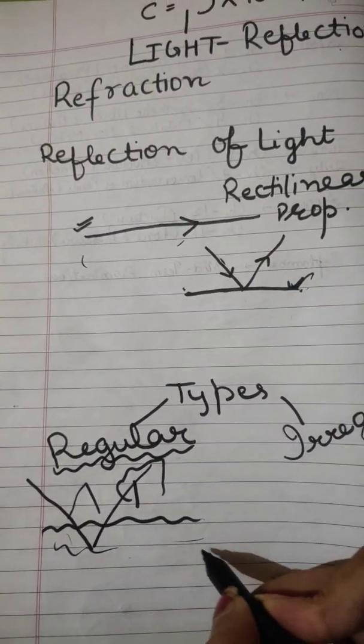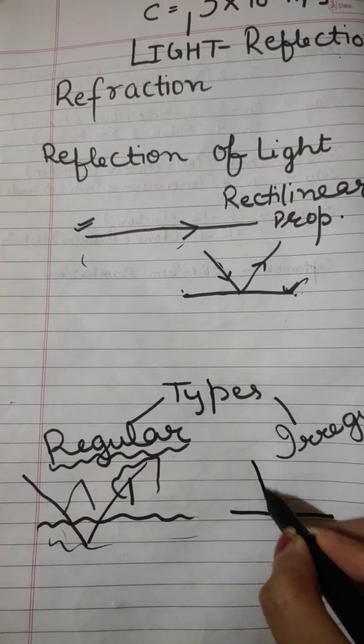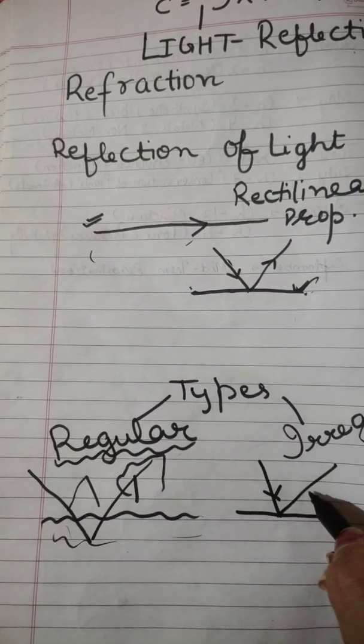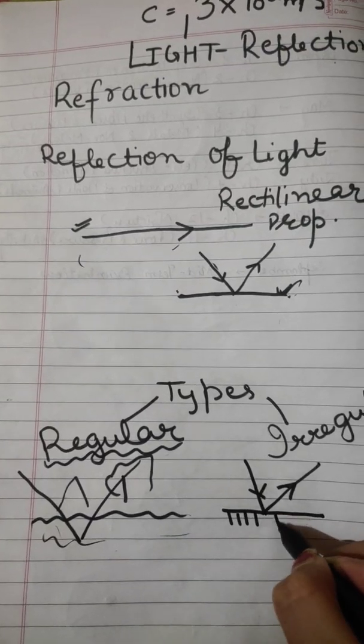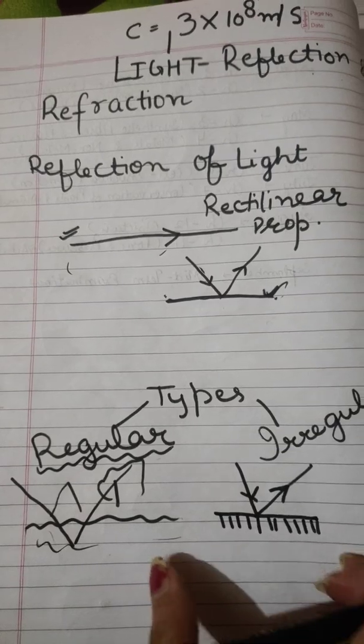Simply, it occurs like this. This is your smooth polished surface. A ray of light comes in this direction, and it just bounces back like this. Whenever you need to describe a polished surface, you draw some lines on it, which indicates that this is a polished surface.